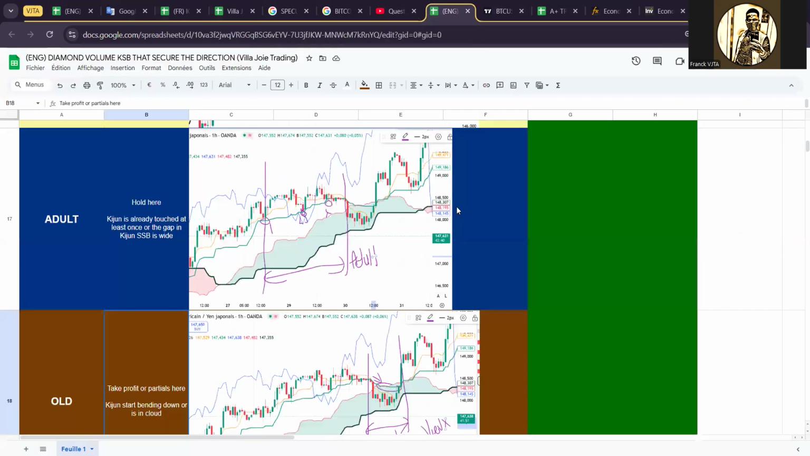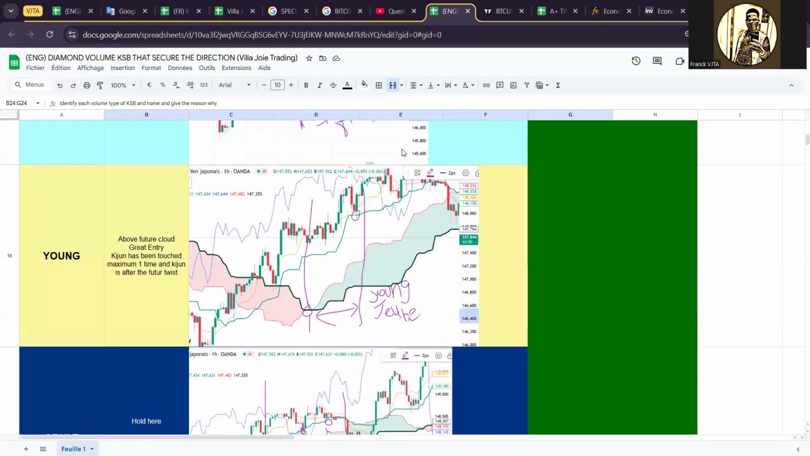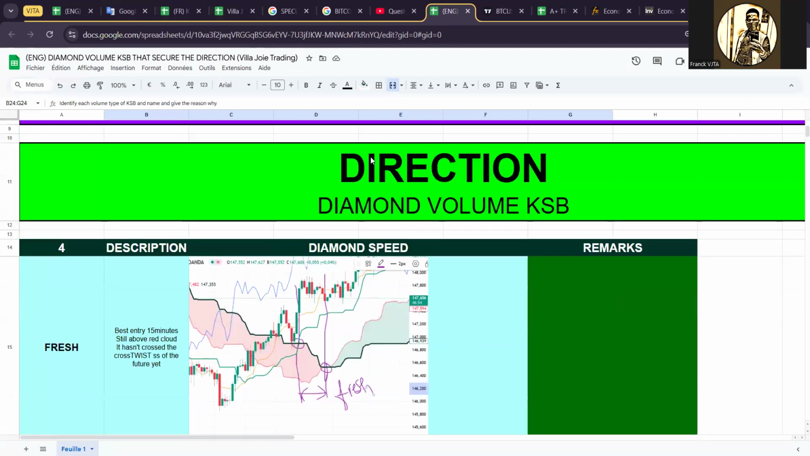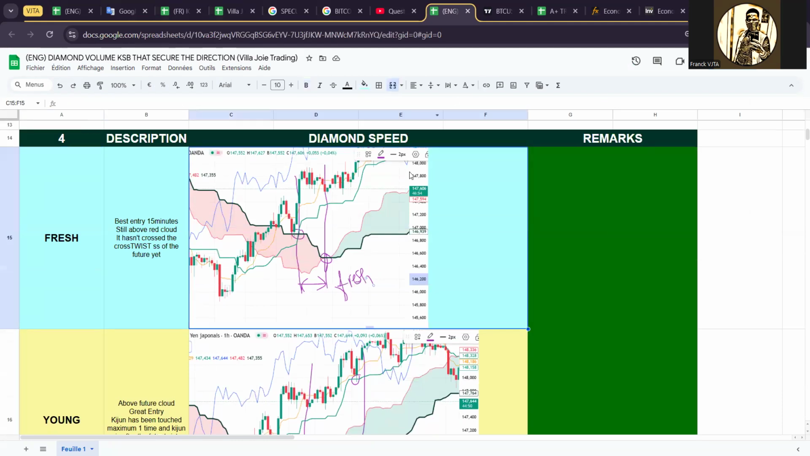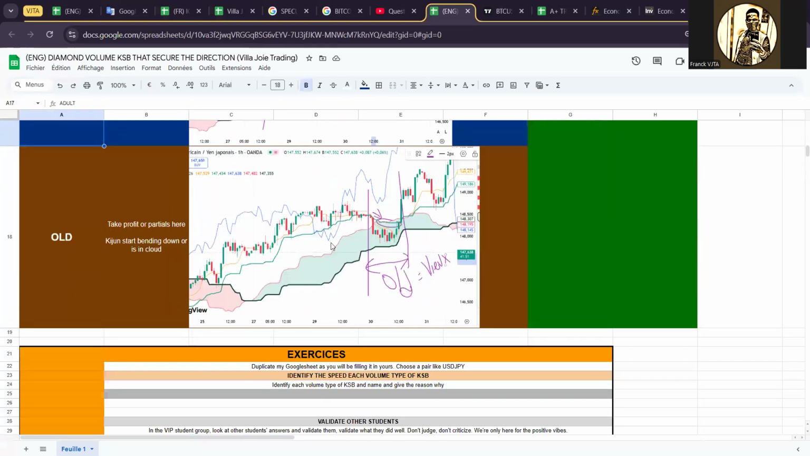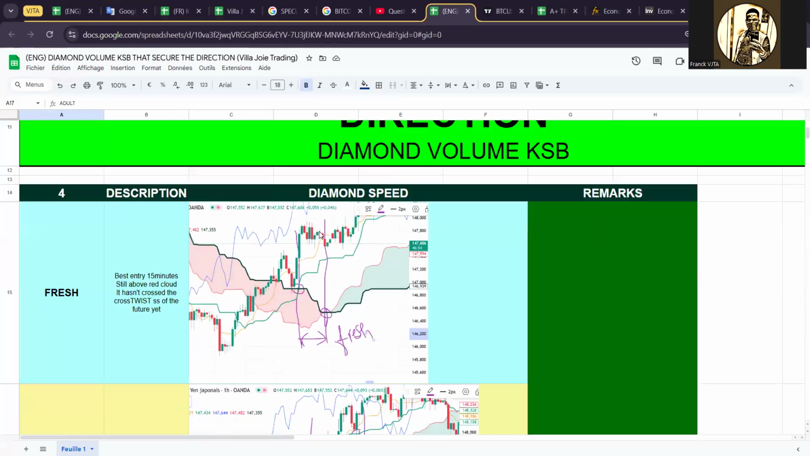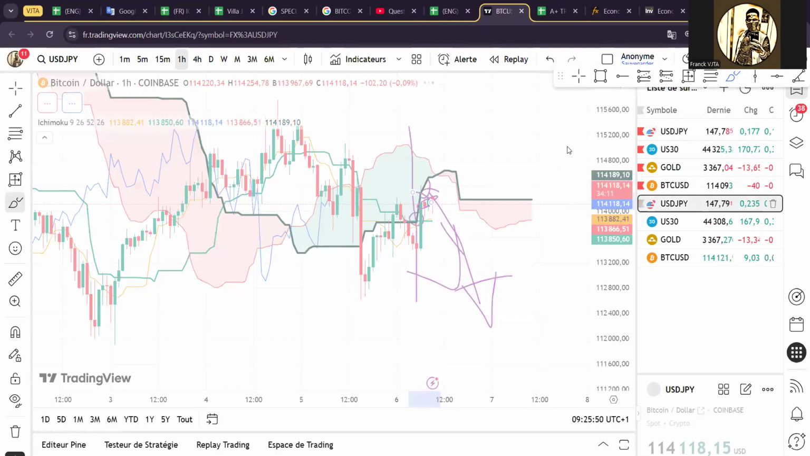So I'm done. Your exercise is to duplicate this Google Sheet, obviously, and then identify the speed of each KSB. Make a screenshot and then give the reason why you call one fresh or one not fresh. So one fresh, one young, one adult KSB as I did, and send your answer in the group. But I want to make a point here.